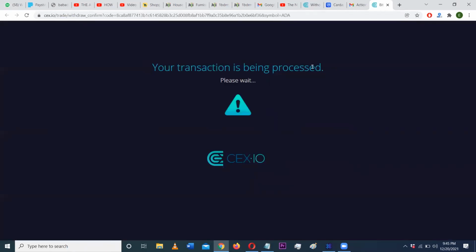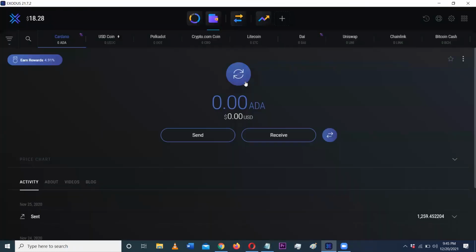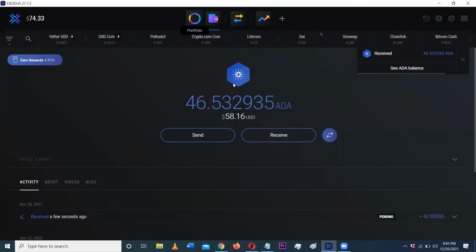Your transaction is being processed. Yeah, so the transaction is ongoing. So you just have to wait for the Cardano to appear. Oh, so Cardano is actually a very fast coin. You can see just right now, the Cardano I bought has been sent to my Exodus wallet account. So it is 46.5 Cardano, which is worth 58.16 USD.